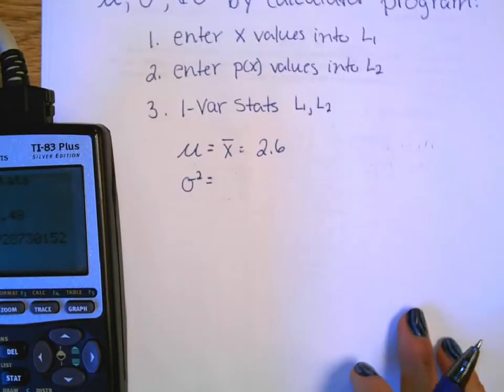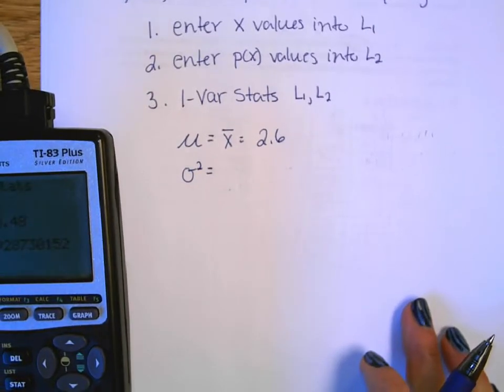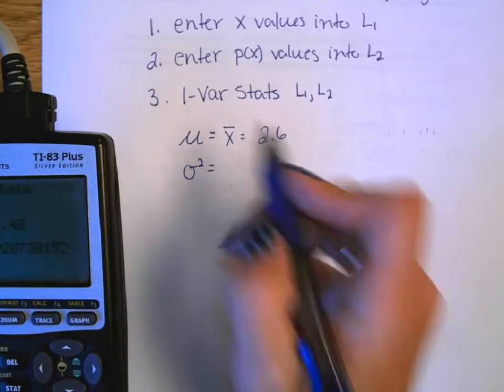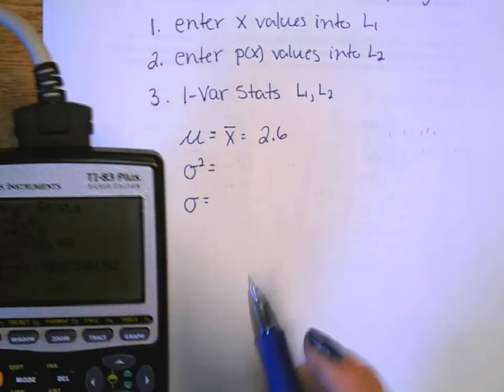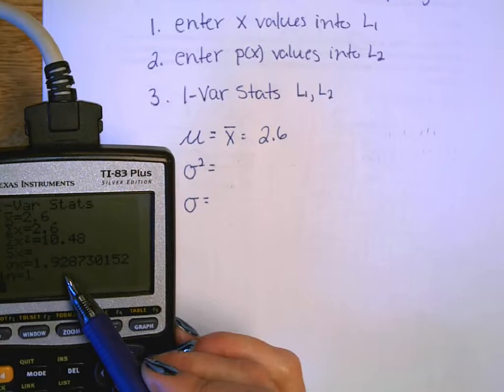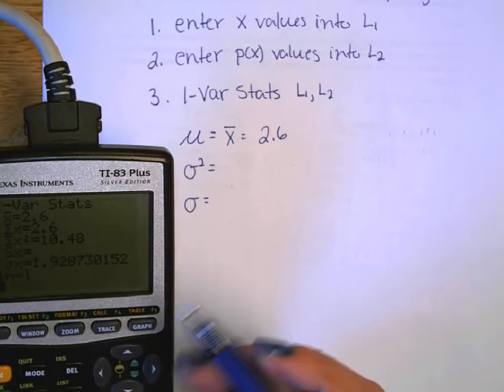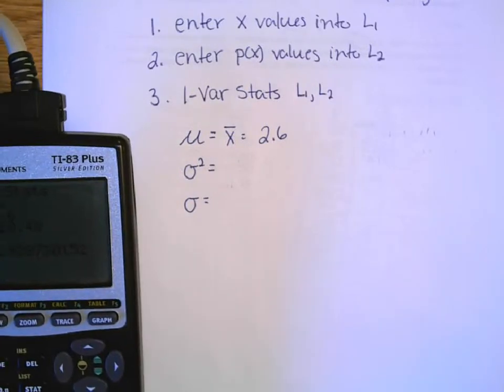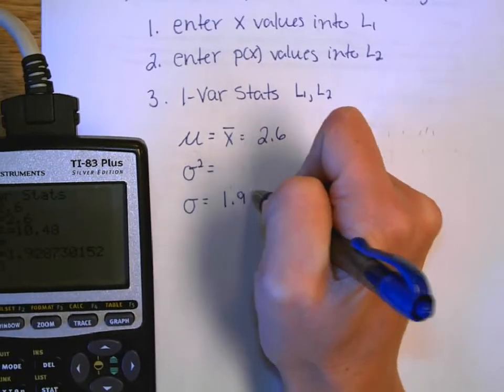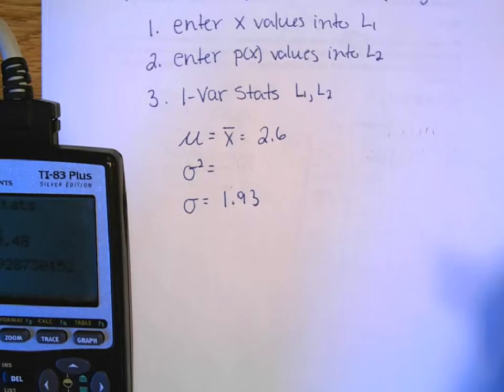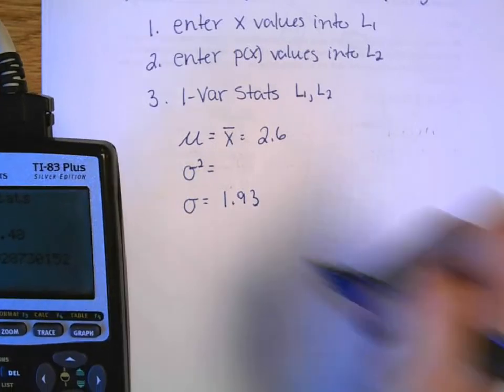You can look all you want for sigma squared on there, you're not going to find it. What are you going to find? Just the sigma for the standard deviation. So the standard deviation is 1.929, or 1.9. What did we write down? And then how do I get the variance? You got to square that.